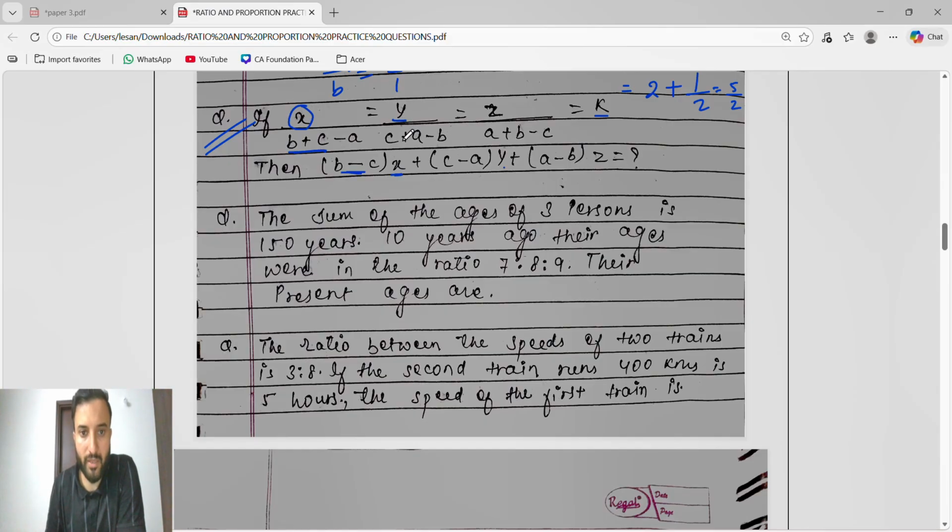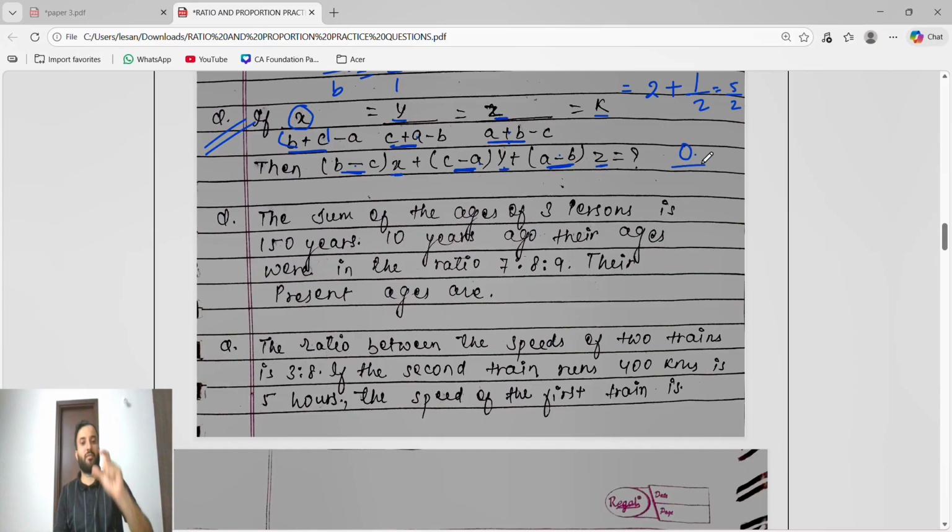What we have with y, c plus a, but here with y, c minus a. What we have with z, a plus b, here what we have with z, a minus b. Means see the sequence, plus minus plus minus plus minus. So what will happen, the answer will come 0.